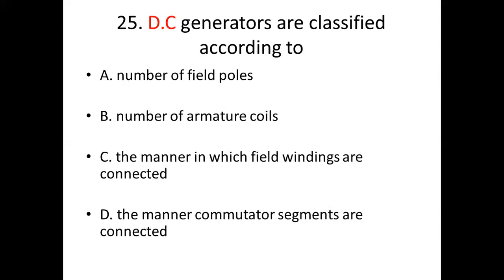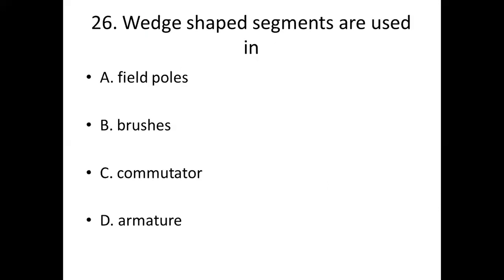Option C, the manner in which field windings are connected. 26th bit. Wedge-shaped segments are used in option A, field poles. Option B, brushes. Option C, commutators. Option D, armature. Answer guess cheyandi.